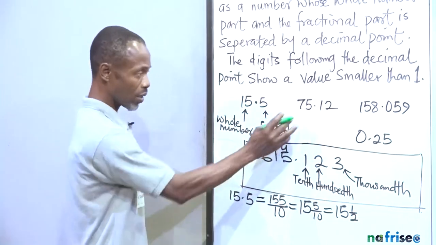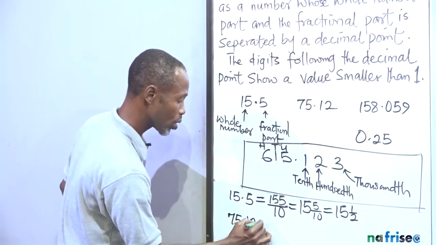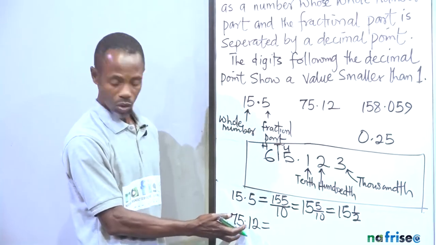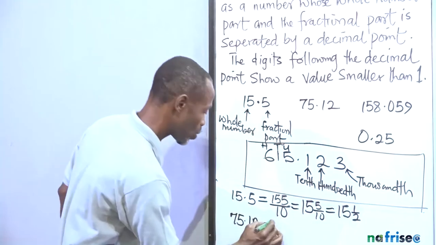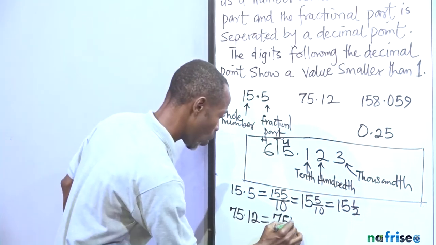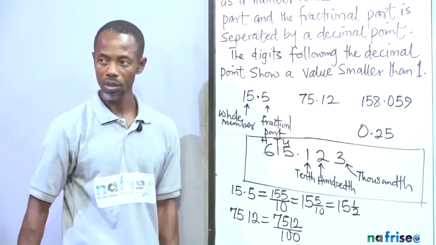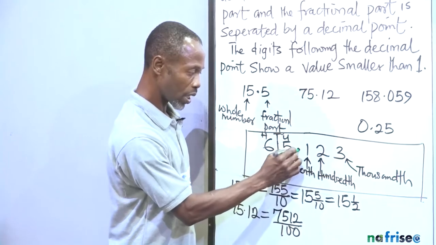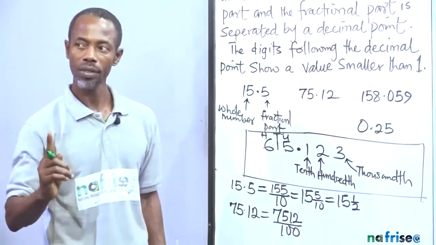So take note. Now, let's look at 75.12. Do you know what will happen? To get rid of this decimal point, you have to place 2 zeros after the digits. So you are allowed to write it as 7512 all over 100 because of the 2 decimal places. Remember, the second one after the decimal point is hundredths, 100ths.